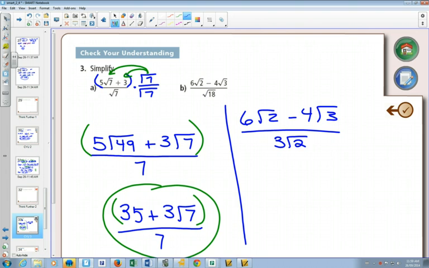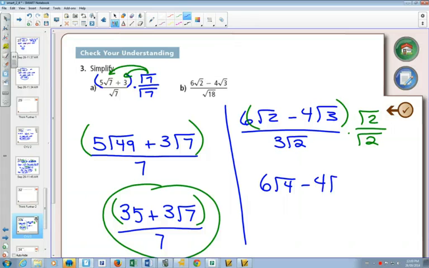Because if I would have rationalized to begin with, I'd have to multiply top and bottom by root 18. 18 is a big number. But now, to rationalize, all I'd have to do is multiply top and bottom by root 2. Whoops, that bracket got a little bit off. On the top, 6 root 2 times 2 will be 6 root 4. Minus 4 root 3 times root 2 will be minus 4 root 6, all over 3 times root 4.